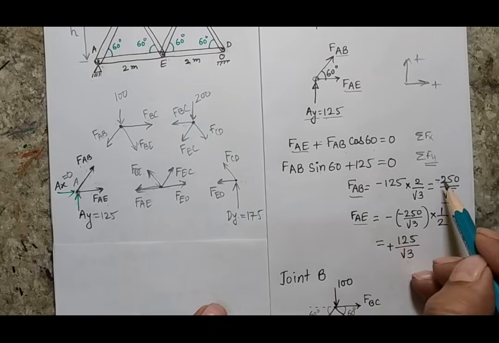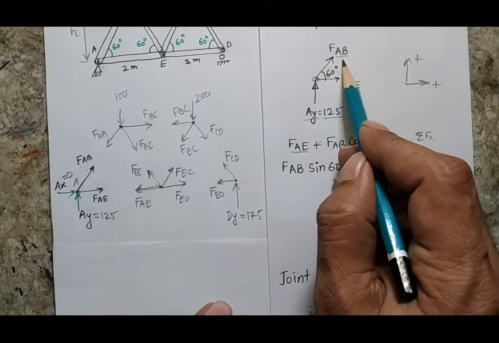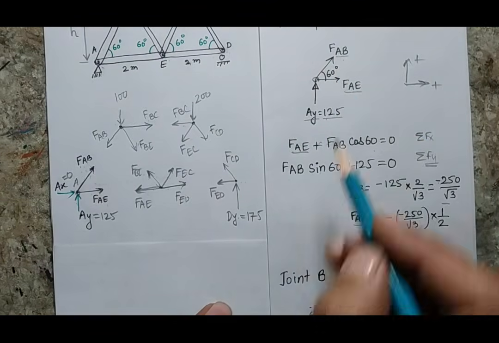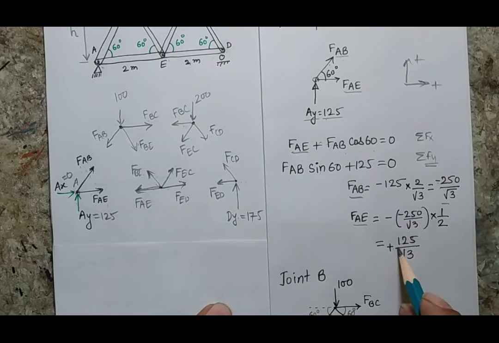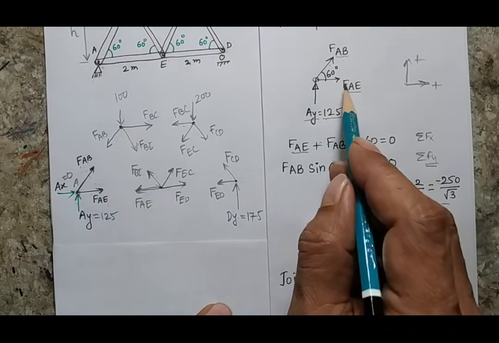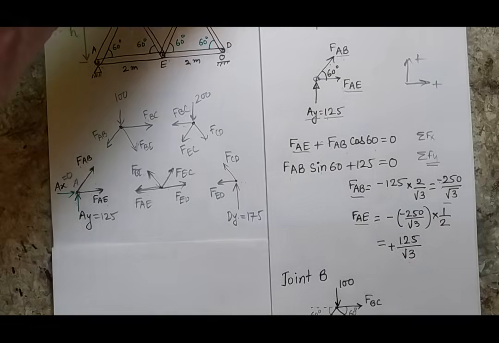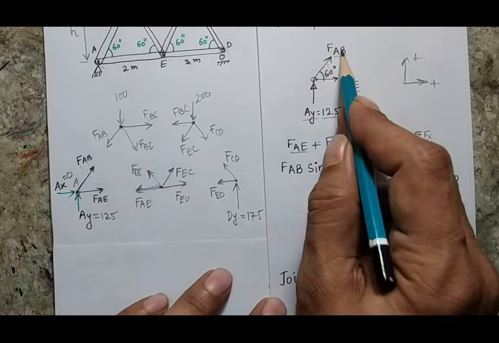That means the negative sign is showing that the actual nature of this force will not be tensile, it will actually be a compressive force. However, the second force is coming positive. That means the nature of the force will be tensile. But once we have considered the forces, we are not going to change the direction throughout the problem. At the end, we will define that this force will be compressive and this force will be tensile.